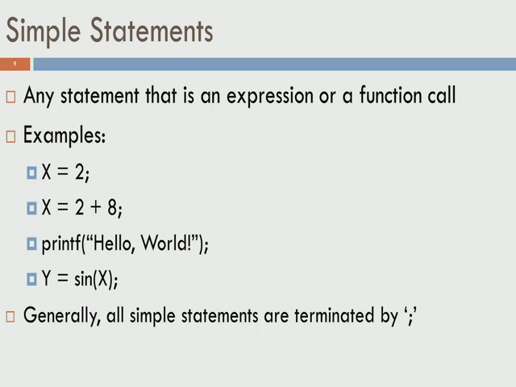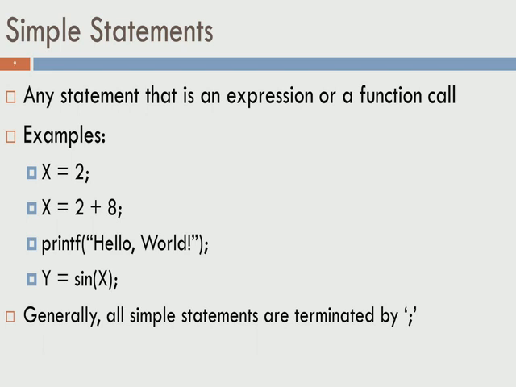For example, x equals 2 is a single statement: you take the value 2 and assign it to x, so it is an assignment statement. Similarly, x equals 2 plus 8 computes 2 plus 8 on the right hand side, gets the value 10, and puts it into the left hand side. It is a simple statement because it is doing only an assignment. Then there is a function call, printf hello world, which is a simple function call. And finally y equals sign of x, where x is passed as a parameter to a function called sign, which computes the result and returns the value, which is placed in y.